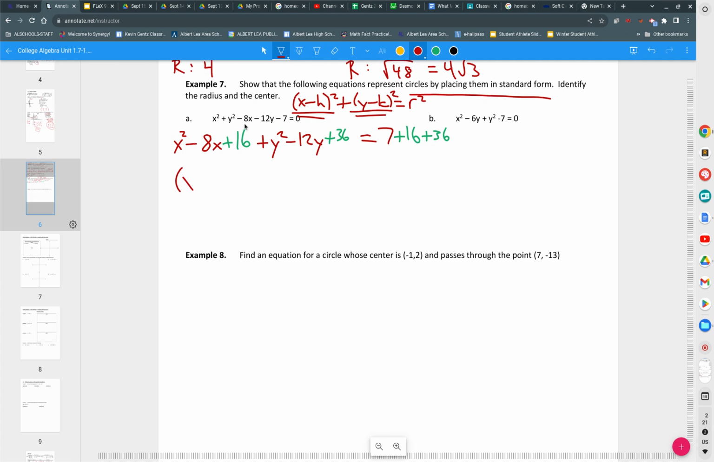And I get x minus 4 quantity squared plus y minus 6 quantity squared is 7 and 16 make 23 plus 36 is 59. Well, now it's in what we call standard form for a circle. So now that it's in that form, I know what the center is. I know what the radius is. Before I didn't. Now I know the center is 4, 6, and I know the radius is the root of 59.